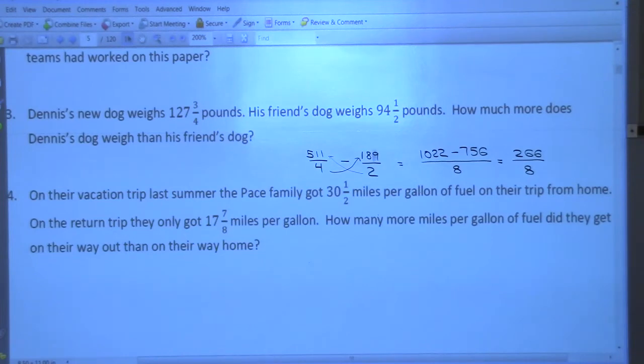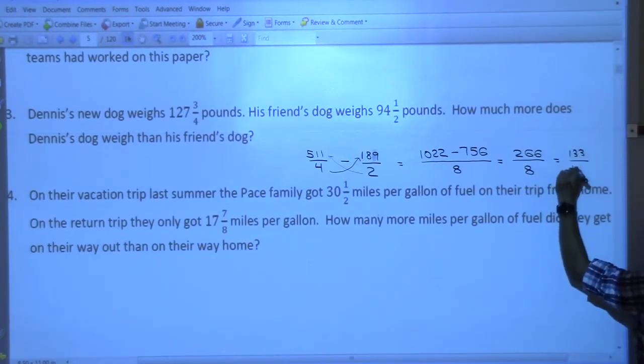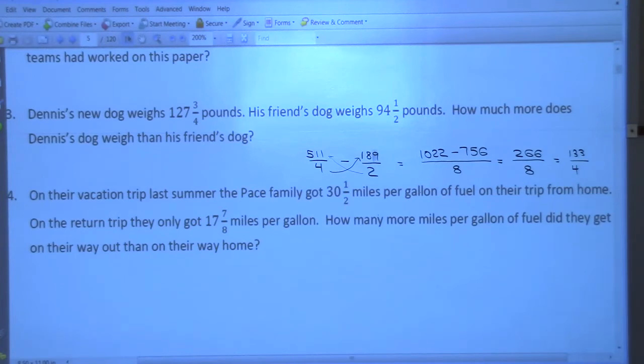All right, so I'm reducing this. What goes into both of those? 2? Yeah. 2 for sure goes in. It goes in 133 over 4. And does 4 go in there? No, right? So now you try and turn that back into a mixed number.